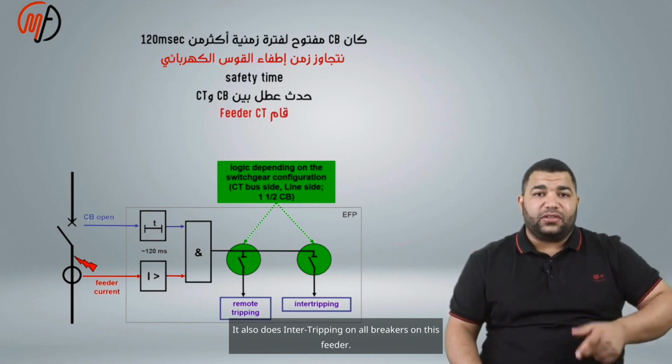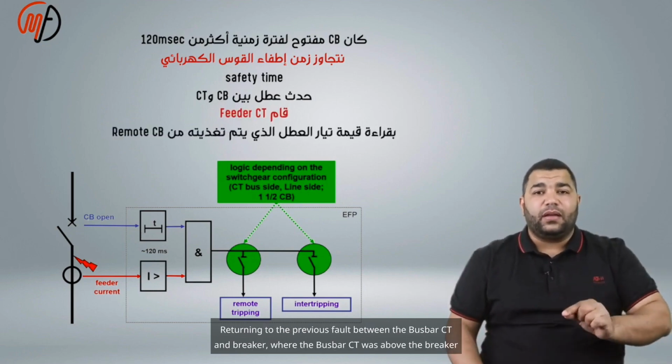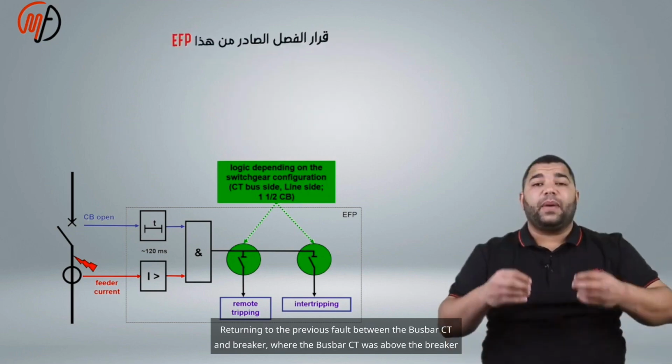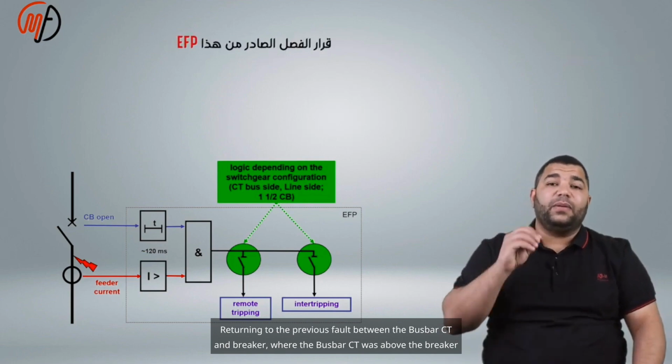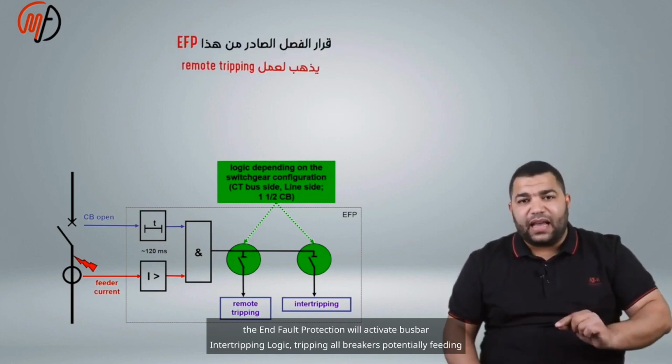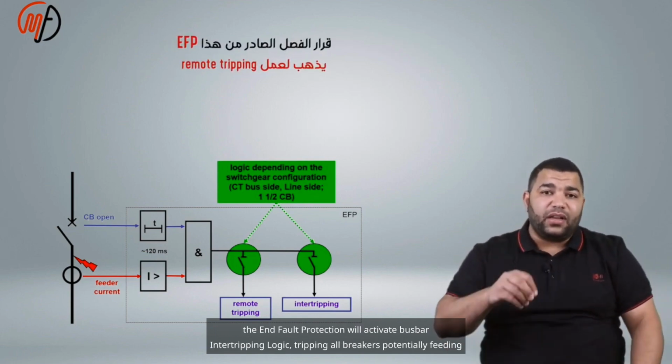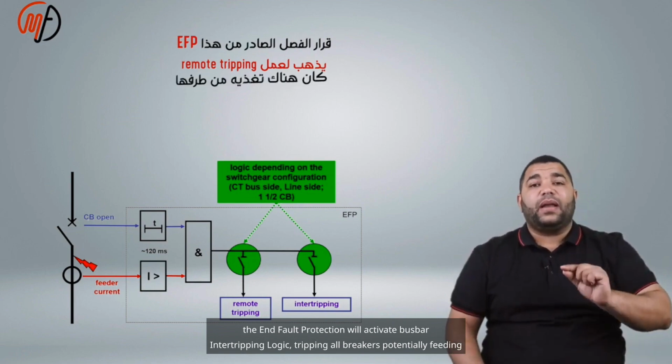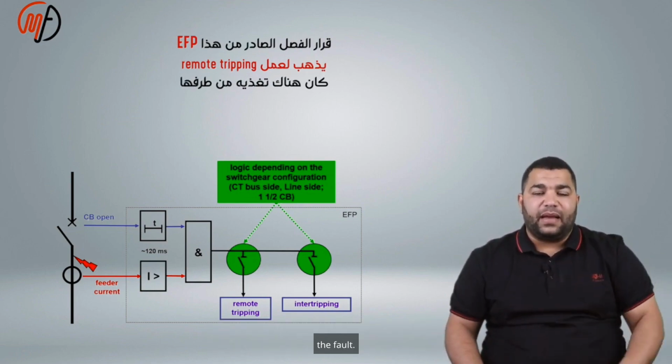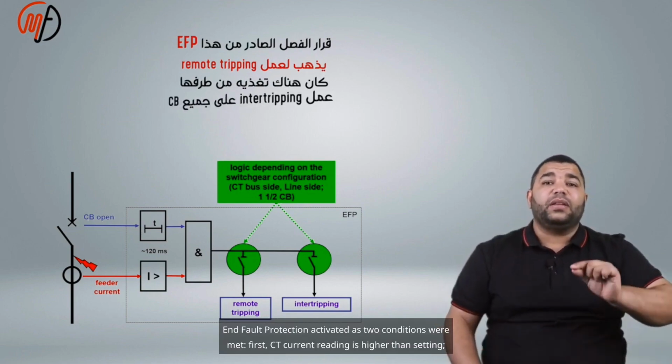It also does inter-tripping on all breakers on this feeder. Returning to the previous fault between the bus bar CT and breaker, where the bus bar CT was above the breaker, the end fault protection will activate bus bar inter-tripping logic, tripping all breakers potentially feeding the fault. End fault protection activated as two conditions were met.